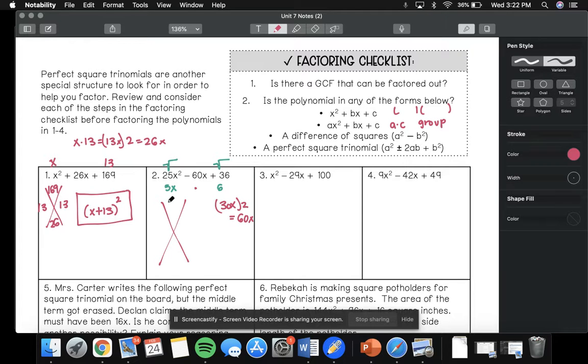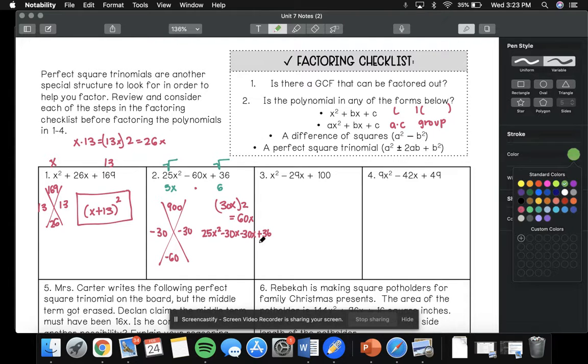And I got 900. So the goal is what multiplies to 900, but adds to negative 60. And we would notice that it would be negative 30 and negative 30. They multiply to a positive 900 and they add to a negative 60. These are the same exact thing. Okay, so we could factor by grouping, doing 25x squared minus 30x minus 30x plus 36.